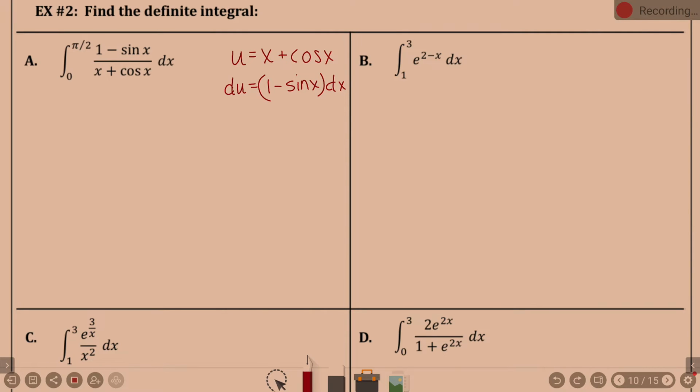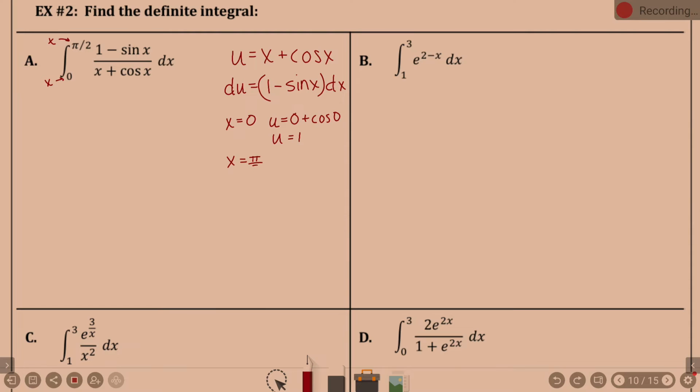Now, with that in mind, we have an option here. We can either change our bounds, because remember these bounds are x values, from x values to u values, and then we never have to go back to x, or we integrate with our u, and then we have to go back and plug in x's later. So if x is 0, then u is 0 plus cosine of 0. Cosine of 0 is 1, so u is 1.